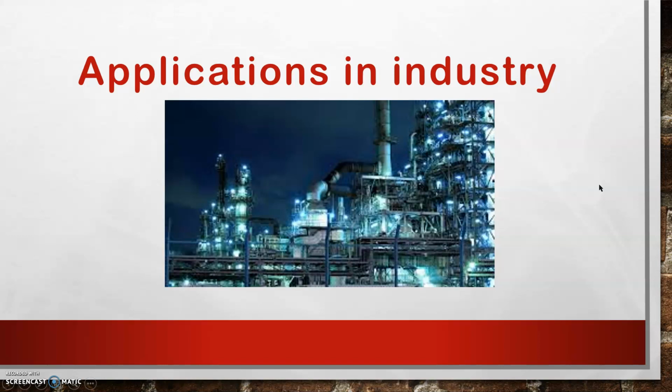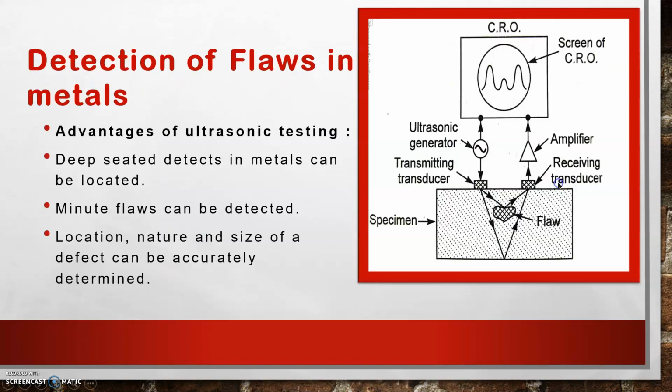Now, applications in industry. Let's see some of the important applications of ultrasonics in industry. One very important application that you should highlight in your answer is this: detection of flaws in metals. And please remember, flaws means the mistakes or the anomalies that are present in the metals. For example, when you want to prepare a big machine, first of all, you have to have a big block of material, a metal block, and from that you will carve the machine.